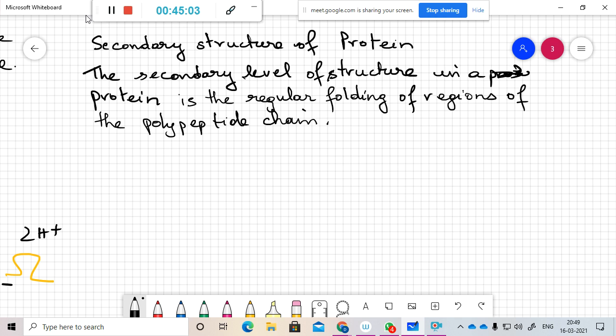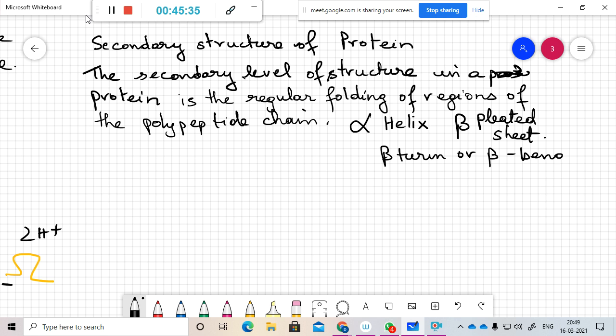So basically their most common types are the alpha helix and beta pleated sheet. Apart from that, there is a beta turn or beta bend, as people call it. So what is alpha helix?